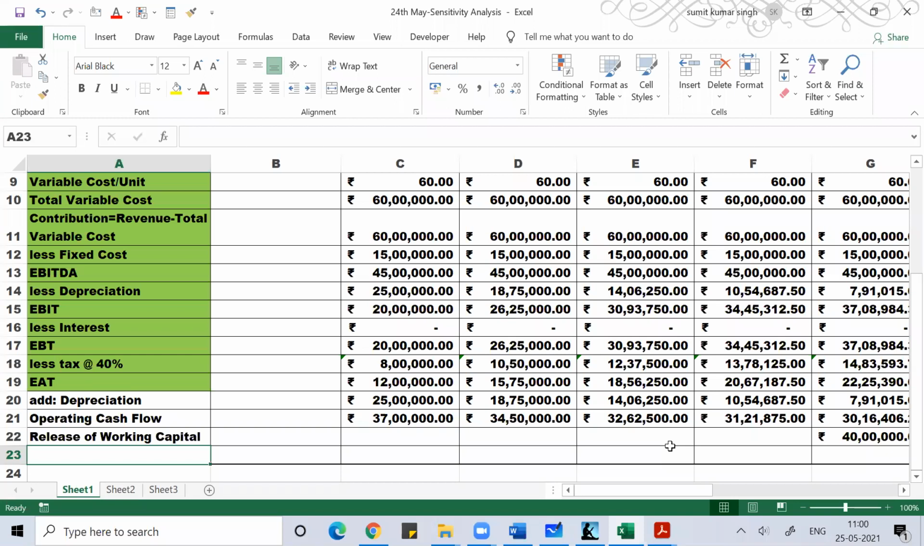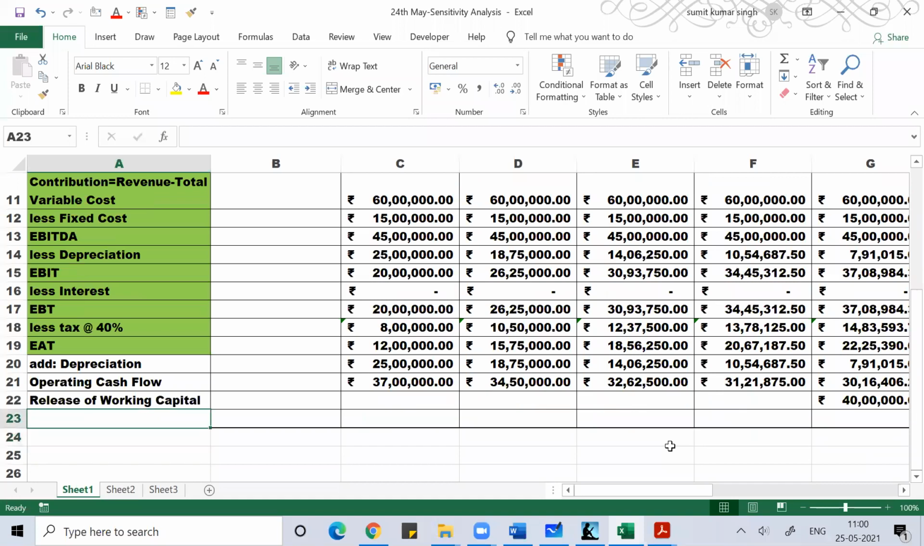So the same thing I'm adding here also. If you want, you can ignore it also. As such, there's no hard and fast rule to include this. They should give it separately. In the question paper, it should mention that working capital will be released at the end of the life of the project. Then definitely we should do the accounting of that part.